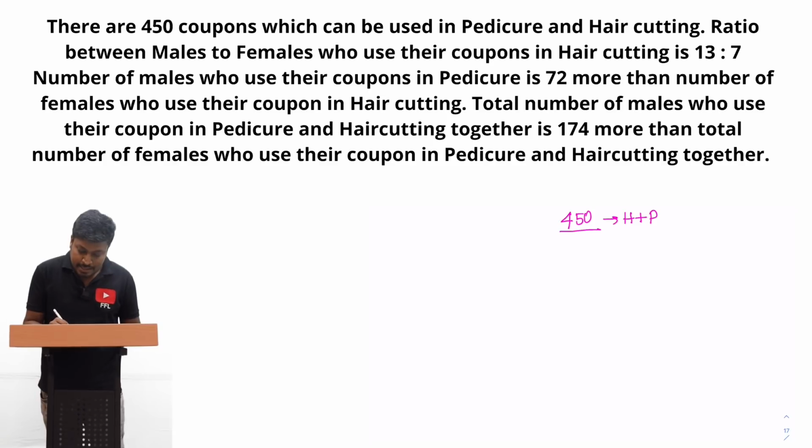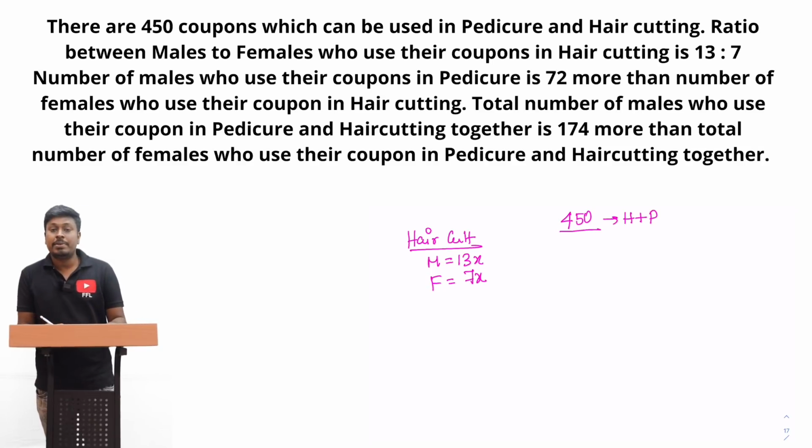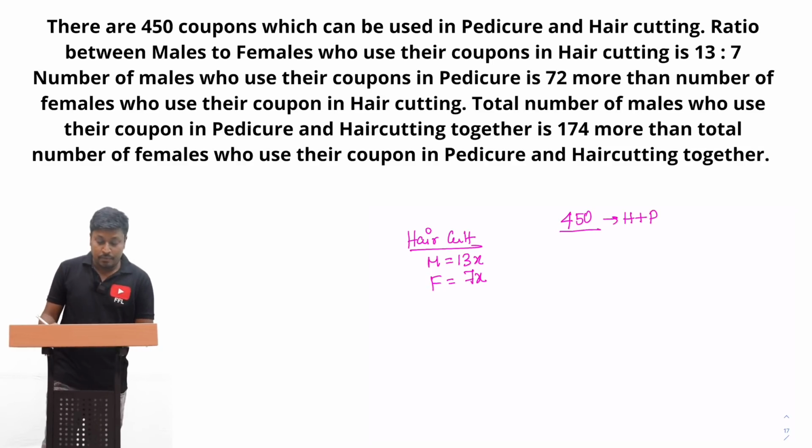So we can say that in the hair cutting ratio, the male will be 13x and the female will be how much? 7x. Got it? So this many coupons have been used by males and females for hair cutting.